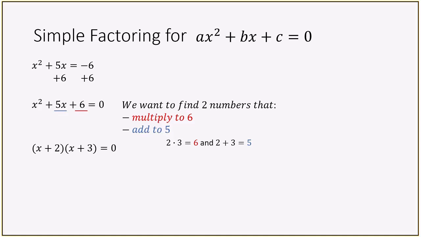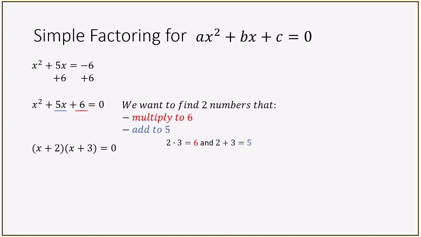My factored form will be parentheses, binomials is the fancy name, but it'll be x plus my first number, which is 2, and x plus my second number, which is 3. So x plus 2 times x plus 3. Order doesn't really matter with factoring.